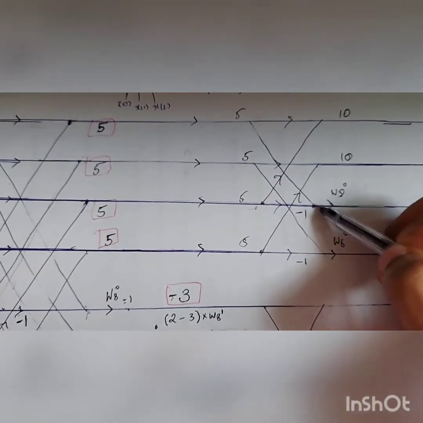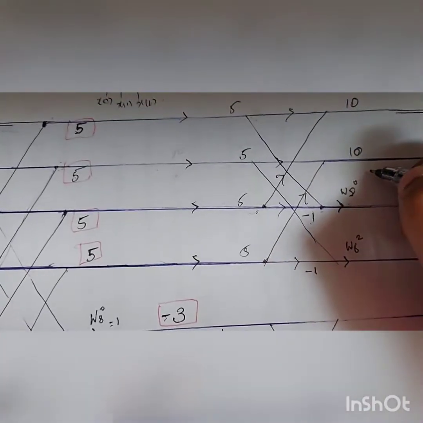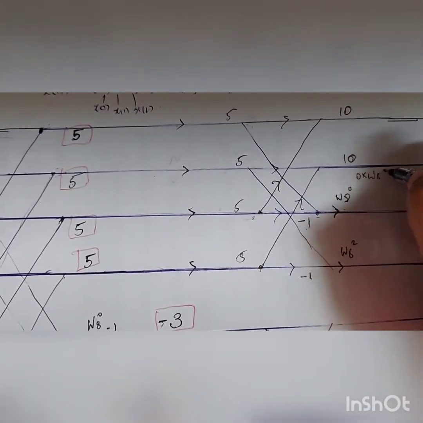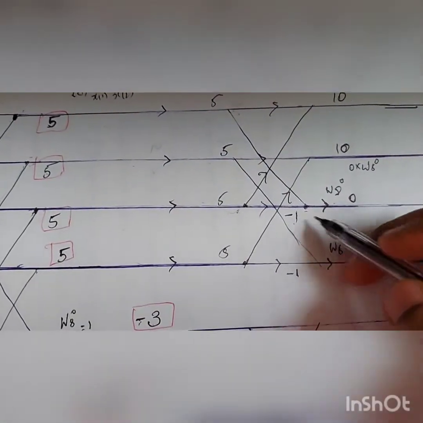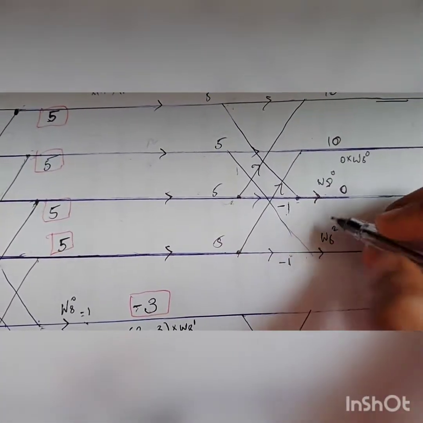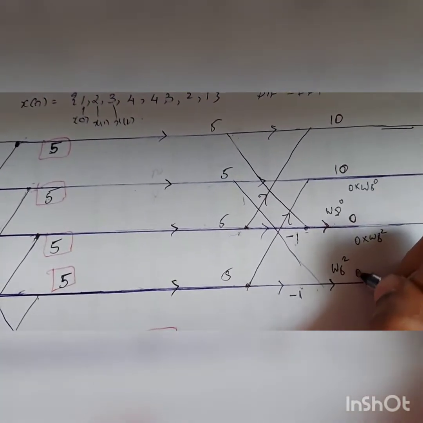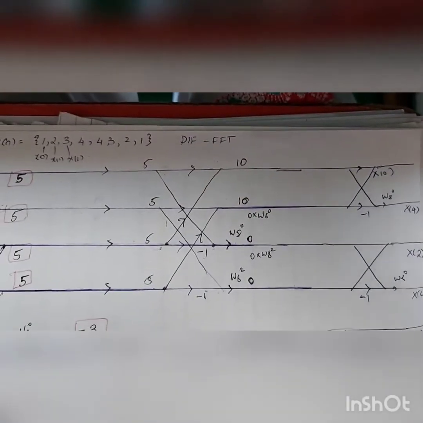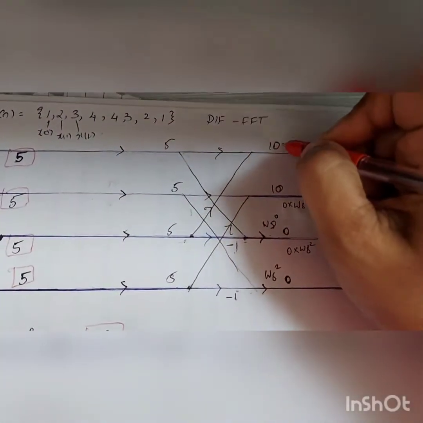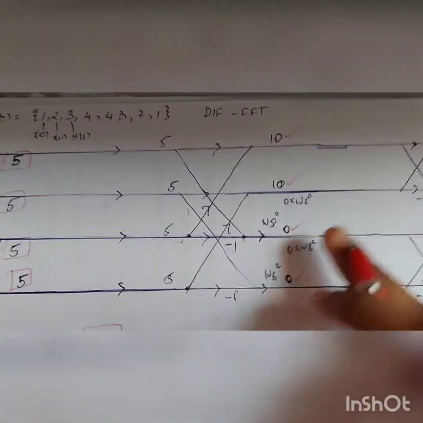What about here? I have 5 minus 5, 0 into W8 power 0, this is 0. Here again it's the same. 5 minus 5 is 0, 0 into W8 bar 2, which is again 0. So for the last stage, these are the values that go into the next 2-point stage.